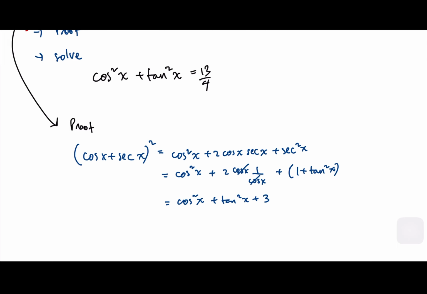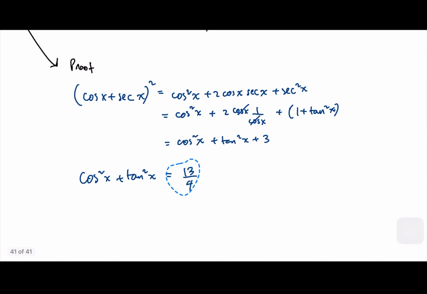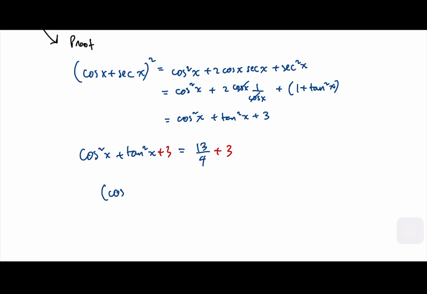So when we have the cos squared x plus tangent squared x equal 13 over 4, we can add both sides by 3, and then we can write down this as cos x plus secant x and then squared, and this will be 25 over 4. And we can write this cos x plus secant x is plus minus 5 over 2.